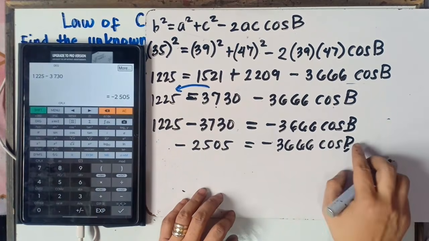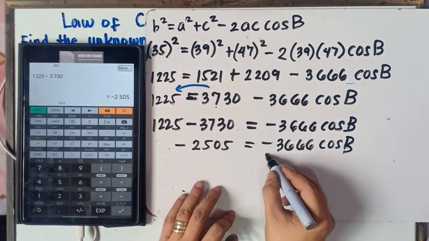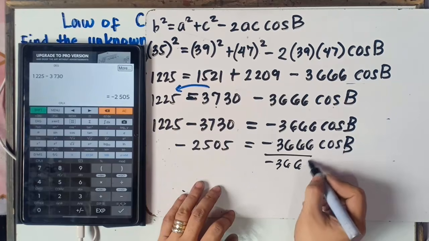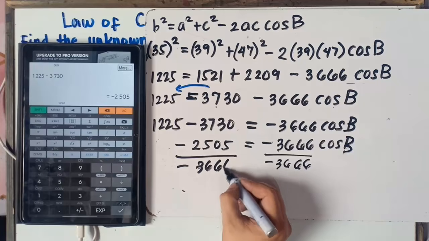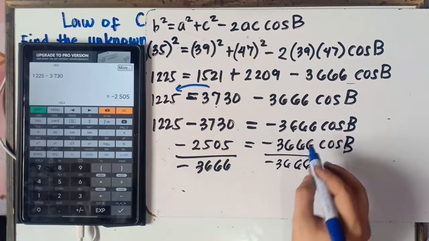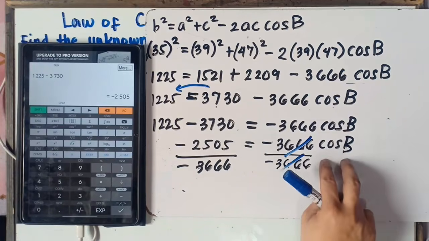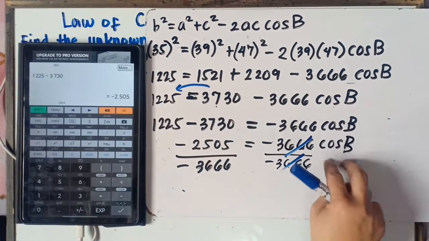So simply divide this one. Divide both sides by negative 3666. Question, sir, why do we need to divide both sides by negative 3666? So that you can cancel this out and the remaining expression will be only cosine angle B.